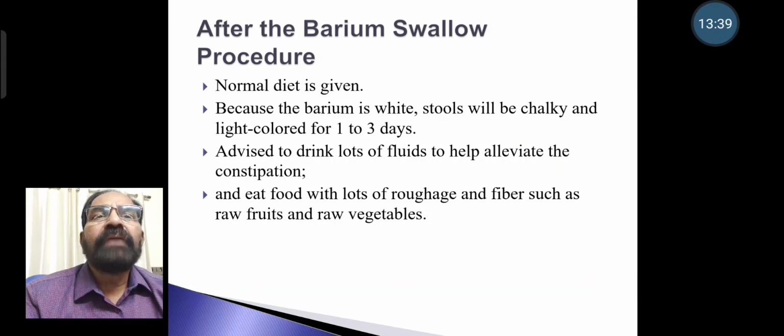Normal diet is given after the barium swallow. Normal diet is given because the barium is white. Stools will be chalky and light colored for 1 to 3 days. Advised to drink lots of fluids to help alleviate the constipation, and eat food with lots of roughage and fiber such as raw fruits and raw vegetables.